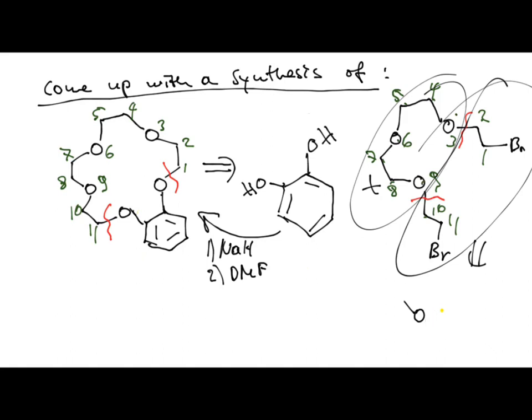Sorry, let's draw it a different way. So OH, oxygen, and then OH here, right? Okay, plus 2 equivalents of this so-called dibromoethane. Okay, you guys see that? That couples onto there.